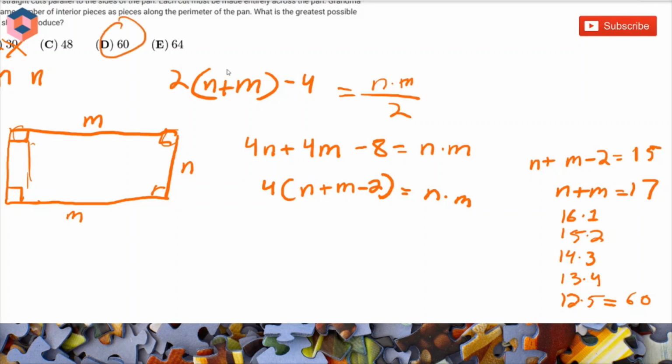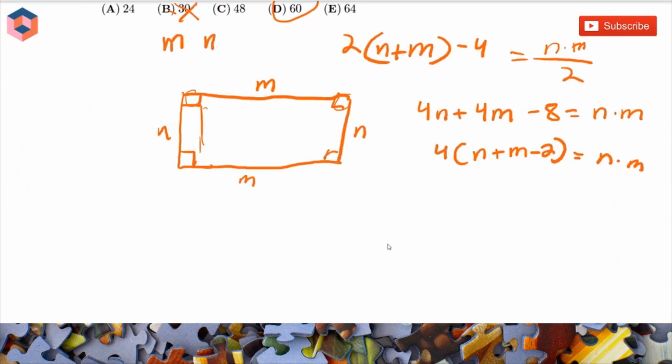Let's just double check to make sure it works. So 12 times 5 would mean that we have 60 cookies. Now on the interior would be 12 minus 2, since we're subtracting the outer layers. 12 minus 2 times 5 minus 2, which would give us 10 times 3, which equals 30, which should be half of 60, and thankfully it is. So our answer is 60.